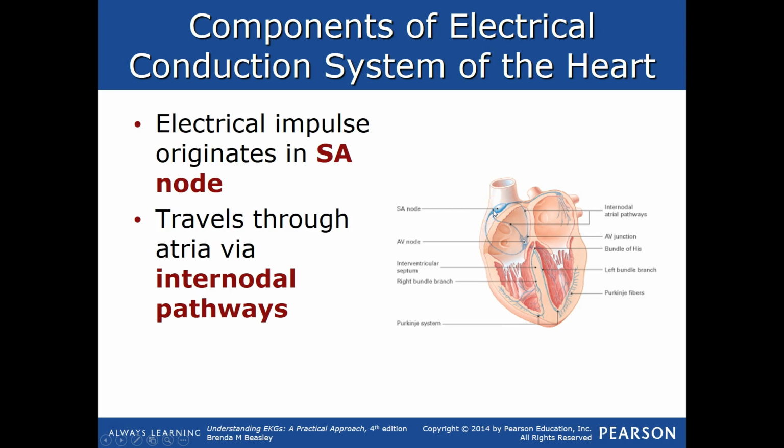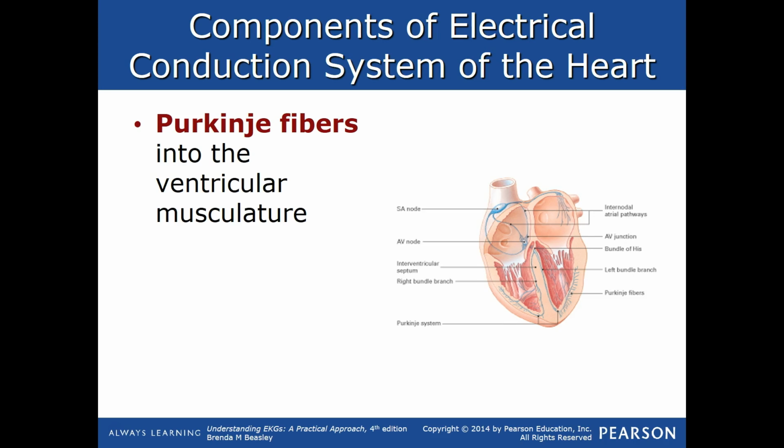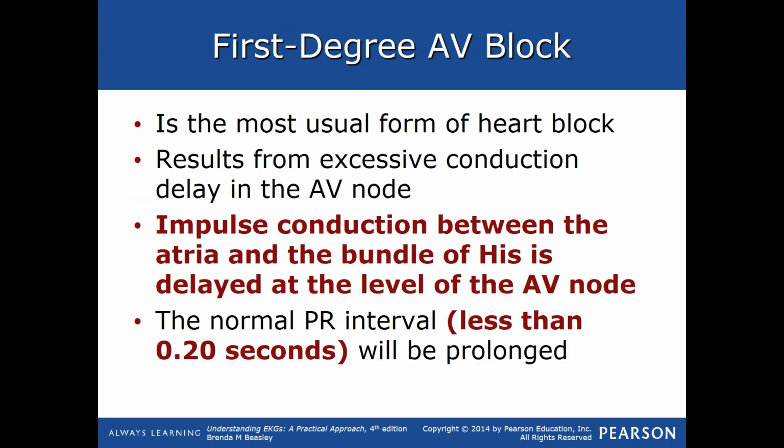So we know, once again, all of the same stuff. The SA node goes through the internodal pathways, the AV node, to the bundle of His, right and left bundle branches, into finally the Purkinje fibers into the muscles of the ventricle. I'm not going to go over that again.